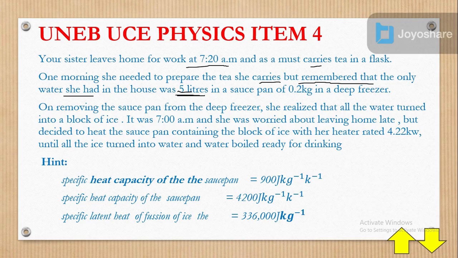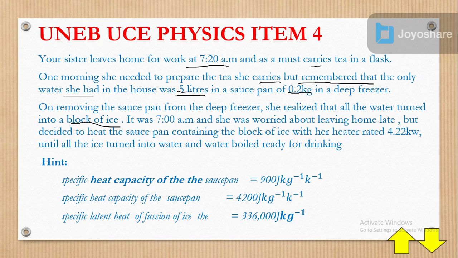Let's proceed. 5 liters in a saucepan of mass 0.2 kg. Please, you need to underline this. Saucepan of mass 0.2 kg in a deep freezer. On removing the saucepan from the deep freezer, she realized that all the water turned into a block of ice.